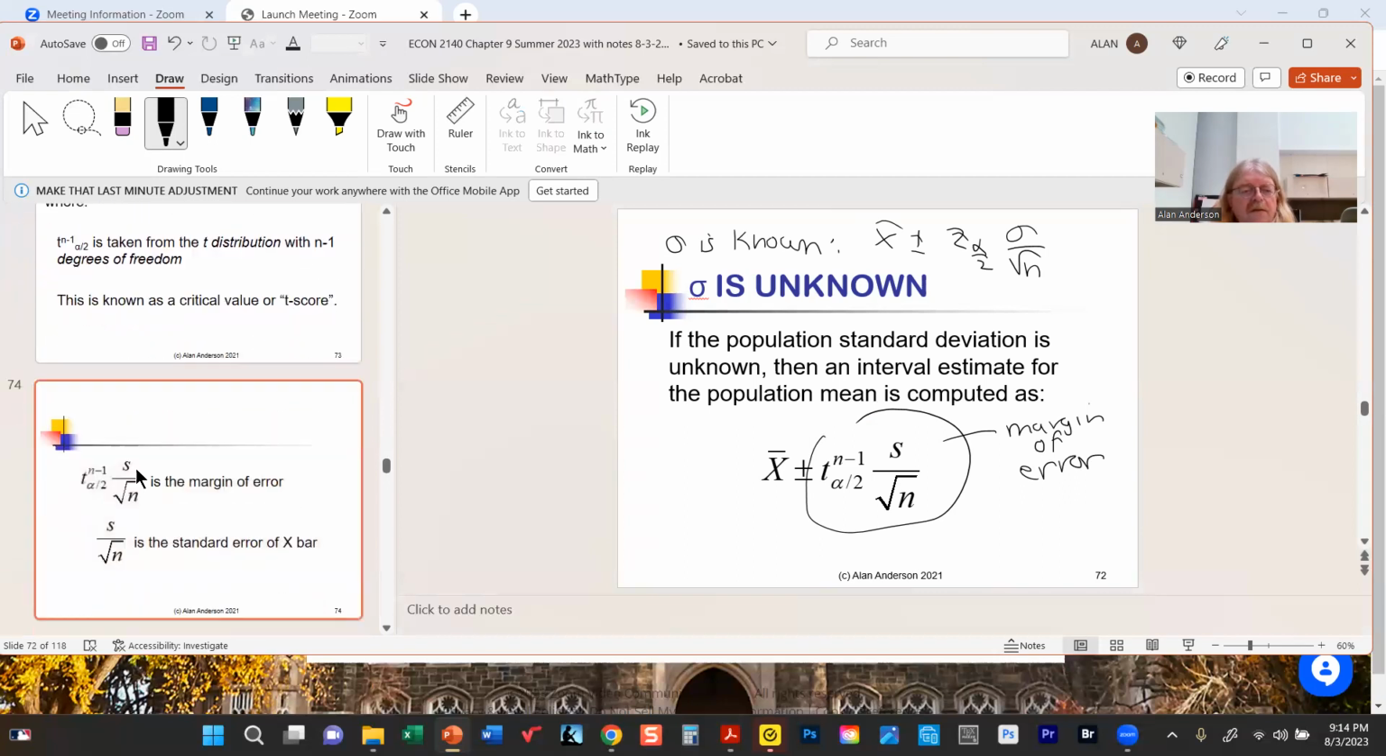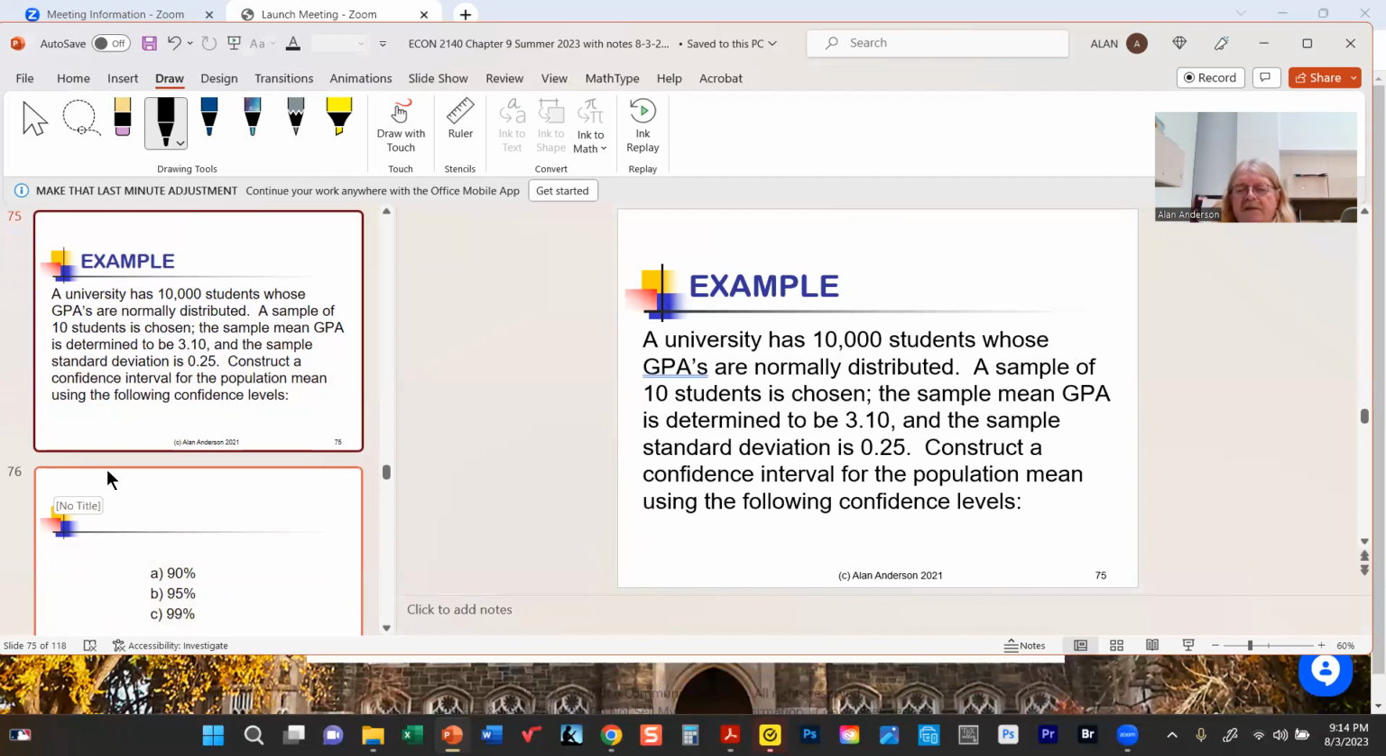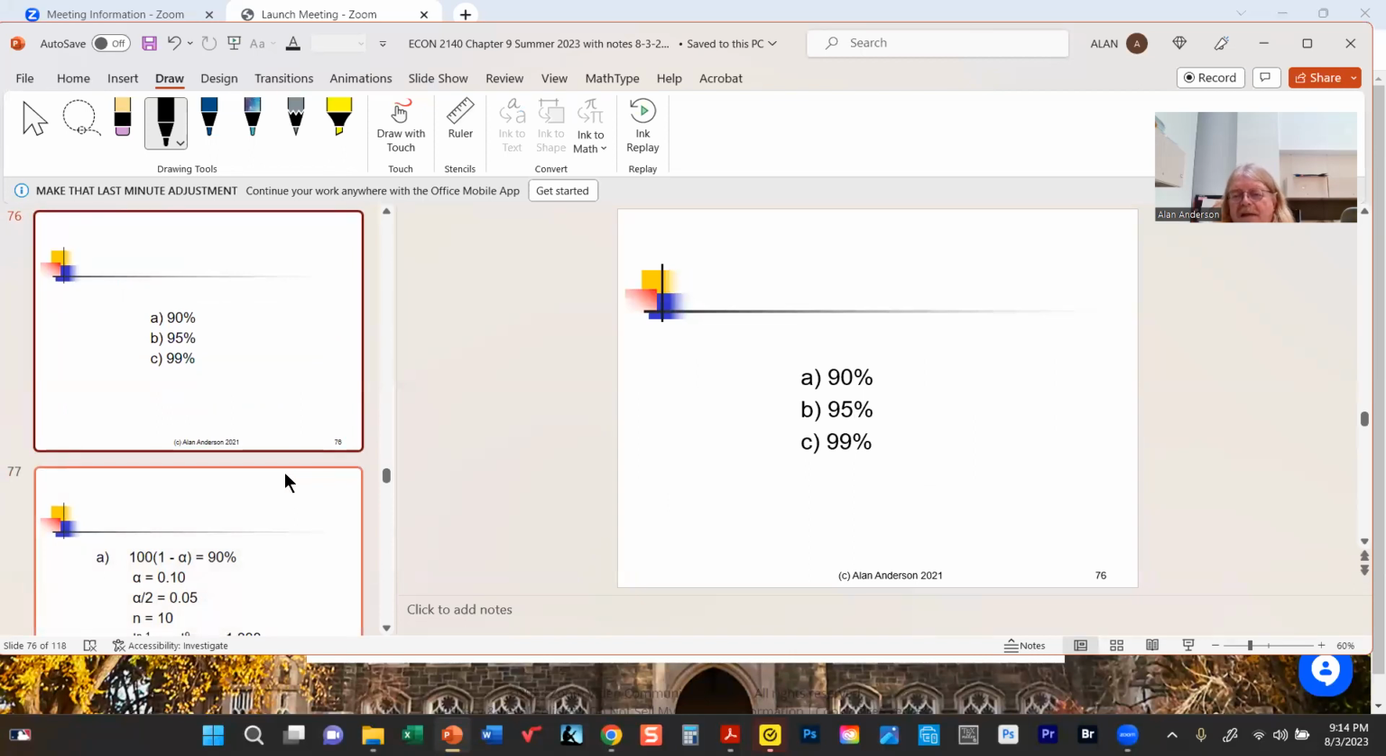Okay, so let's do one of these. A university has 10,000 students whose GPAs are normally distributed. A sample of 10 students is chosen. The sample mean GPA is 3.10. And the sample standard deviation is 0.25. And we're going to construct a confidence interval using 3 different levels. Of course, 90, 95, and 99.